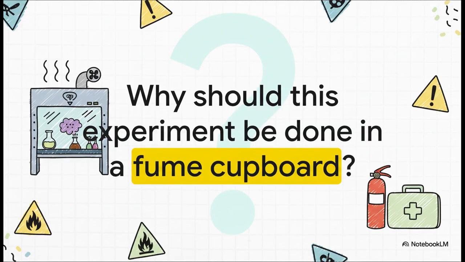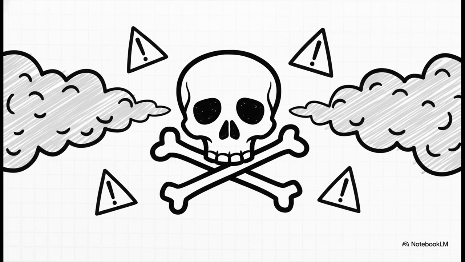All right, a quick and easy 1-marker on safety. The paper describes an experiment where iron reacts with halogen gas. So, why the fume cupboard? And the mark scheme is pretty clear on this. You just need to say that the halogen gas is toxic. Simple as that. You could also say it's poisonous or harmful. Any of those words will get you the point. Easy mark, but super important to know.